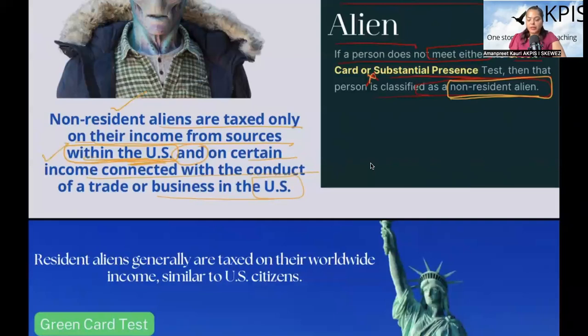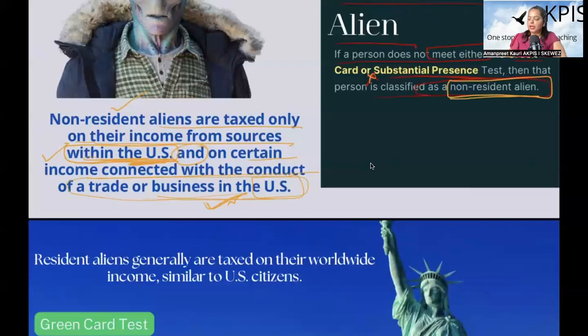Or apart from this, if they have their business connected with the US, on that very particular income, non-resident aliens are supposed to pay taxes not on, I repeat, not on worldwide income, but only on the income which is earned within the US or from the business which is connected with the US. So far, we have discussed some of the key aspects.